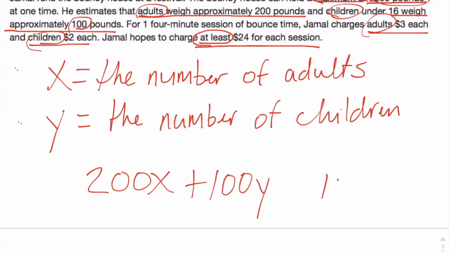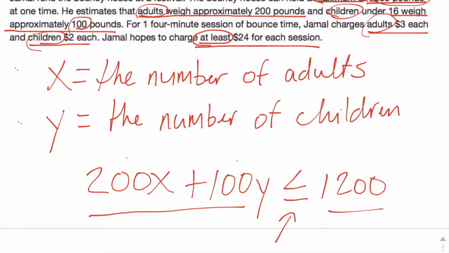And that has to be, the maximum amount of weight is 1,200 pounds. So we know that's 1,200 over here. The maximum. So it can't go past 1,200 pounds. So it's going to be less than. So what it's saying is that the weight of the adults plus the weight of the children has to be less than or equal to 1,200 pounds. Okay? Let me just erase those marks.